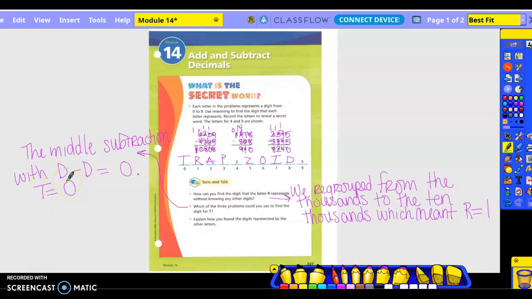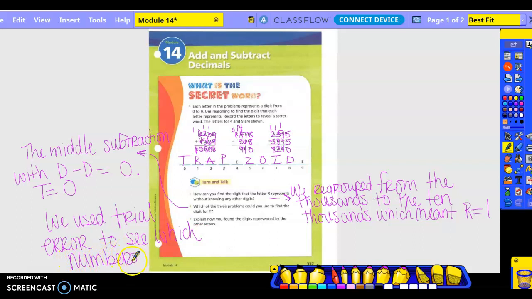Explain how you found the digits represented by the other letters. So basically, we just did trial and error, right? Of what would give us the right answer. So we use trial and error to see which numbers would work where.